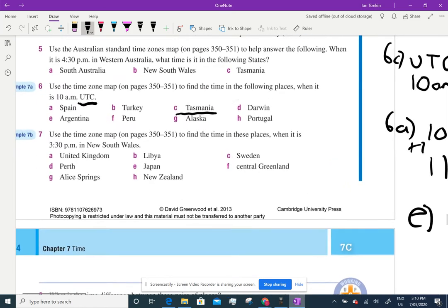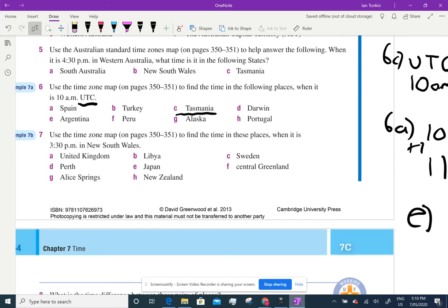You have a go at the other ones. It's interesting finding out where they are. Darwin's in Australia. Good luck finding some of those other countries. It can be a good activity.